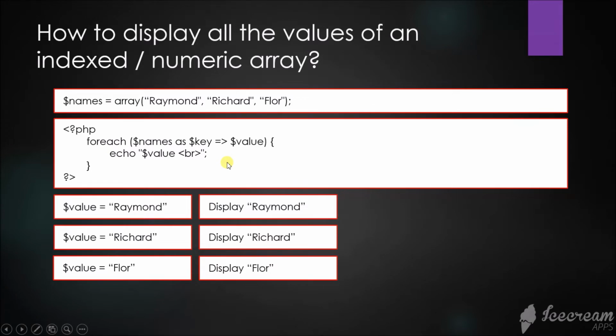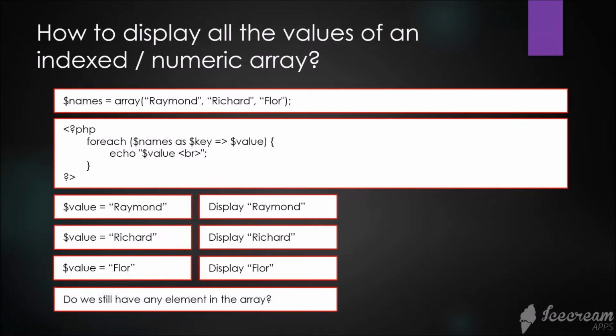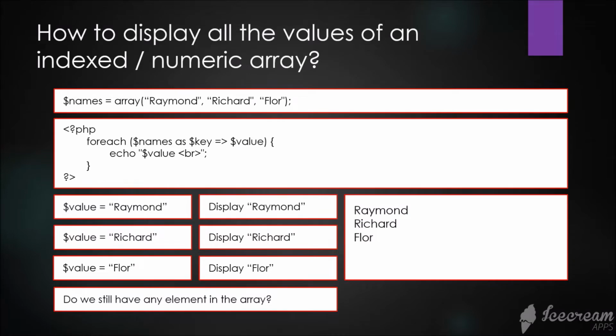Okay? Then the question is, do we still have any element in the array? Okay, since there are none left, our final output will be Raymond, Richard, and Floor. Okay, so that's how we display a numeric or index array using foreach.